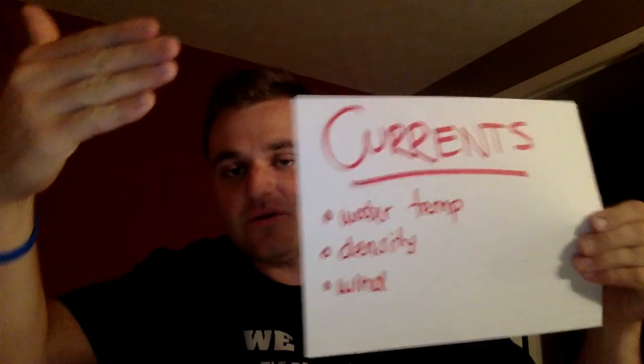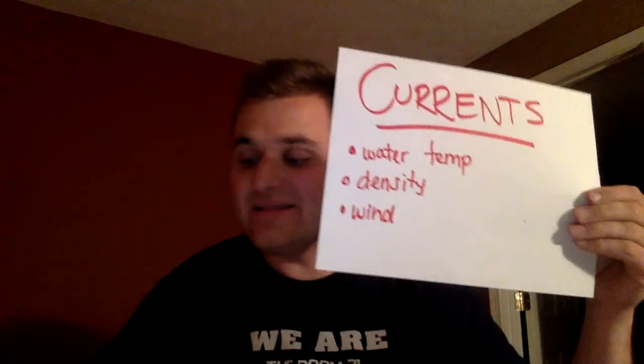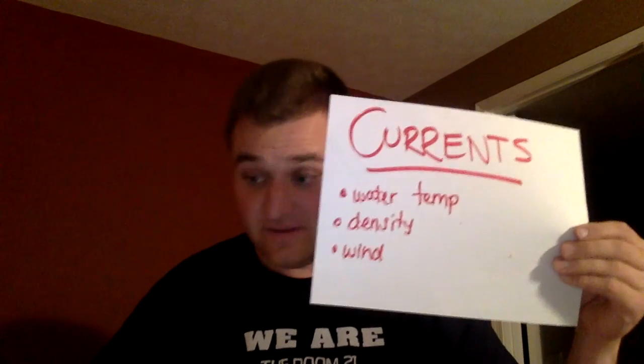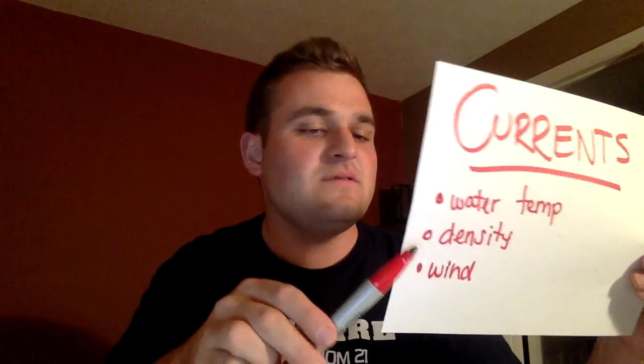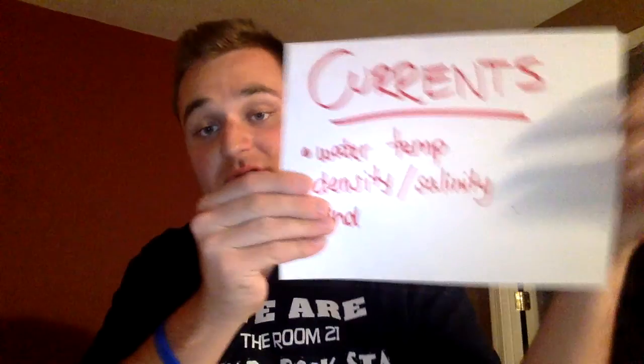And there's one final reason, and that would be wind. Okay, the wind and the waves actually do help the currents to move along. So currents are caused by water temperature, density, and wind. Those are all very, very important things to make sure we have down. Density goes along with salinity here, guys, because we know that there's more salt in the water at the bottom of the ocean versus the top.